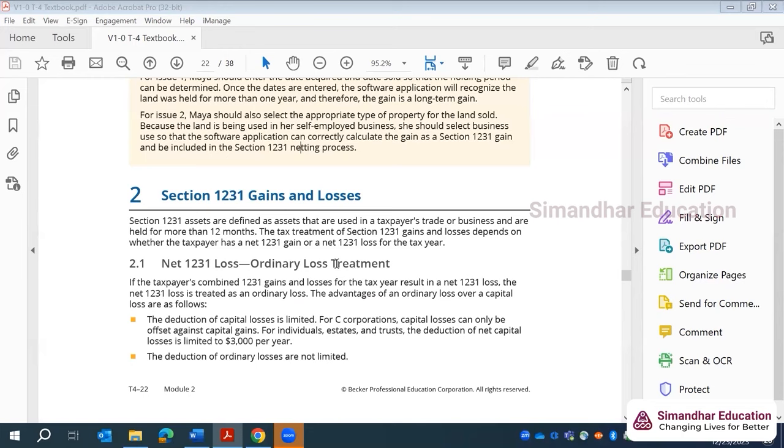And what is the advantage for the corporation? For a corporation, if they're selling this asset and it's an ordinary loss for them, they are not restricted from setting off these losses against their ordinary income, because capital losses cannot be set off against ordinary income. Because it's an ordinary loss, they can set off these losses against the ordinary income.